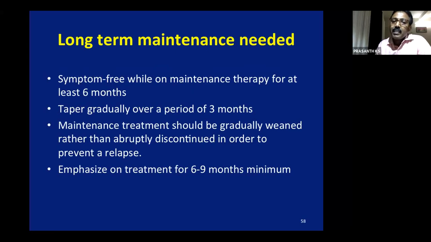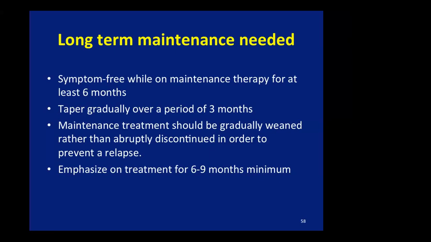Actually, long-term maintenance is needed. Again, if you recap the pathophysiology, we need to continue the treatment. The child has to be symptom free while on maintenance therapy for at least 6 months before we contemplate tapering. And that tapering has to be done in a very graded manner over a period of 3 months. This is to prevent recurrence of symptoms. The maintenance treatment should be gradually weaned rather than abruptly, because we need to prevent relapse. Always emphasize treatment before contemplating withdrawing the medication.